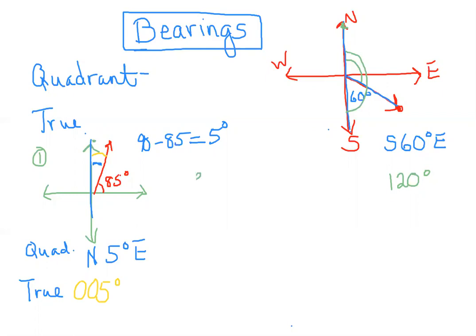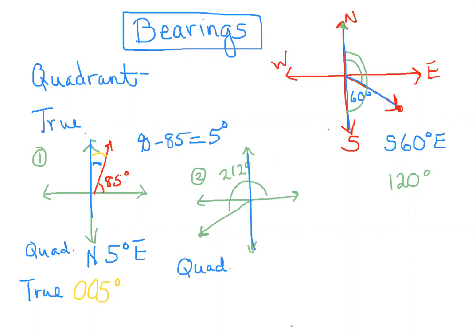Okay, let's look at number 2. Here's our axes, and our vector is right here. And it's telling us that this angle right here is 212. So our quadrant bearing is from the north-south, which is here, and the acute angle, remember it's the acute angle from north-south to here, so it's going to be this angle right here.